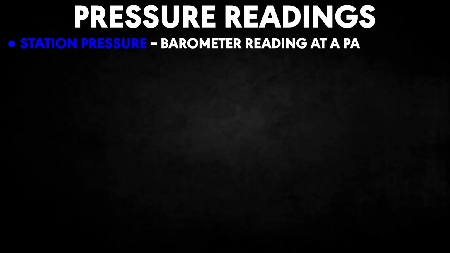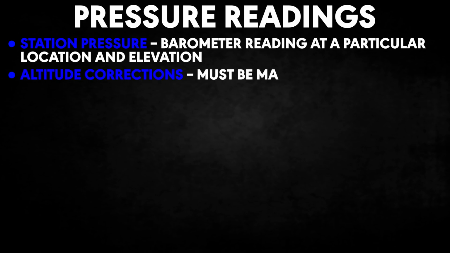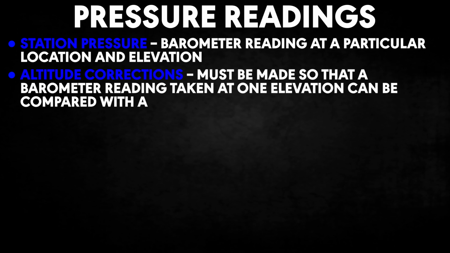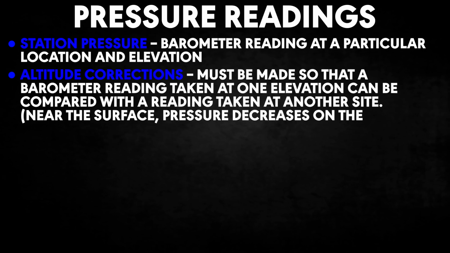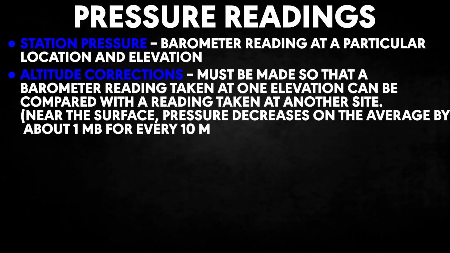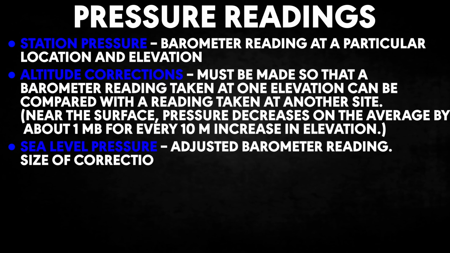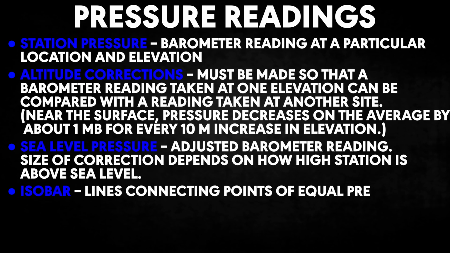Pressure reading: station pressure is the barometer reading at a particular location. Because of elevation, altitude corrections must be made so that a barometer reading taken at one elevation can be compared with a reading taken at another site. Near the surface, pressure decreases on average by about 1 mb for every 10 meters increase in elevation. Sea level pressure: adjusted barometer reading. Size of correction depends on how high the station is above sea level. Isobar: lines connecting points of equal pressure.